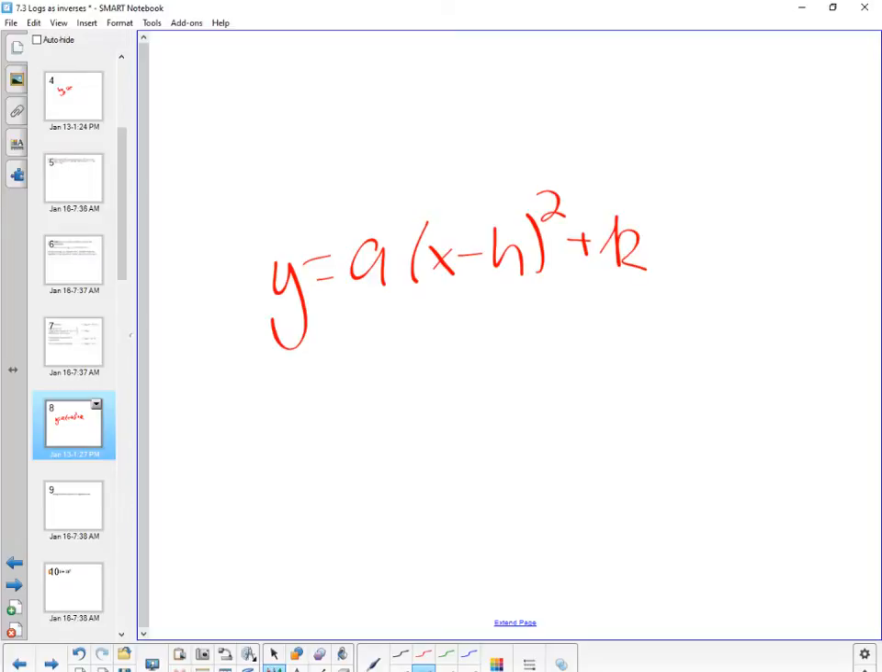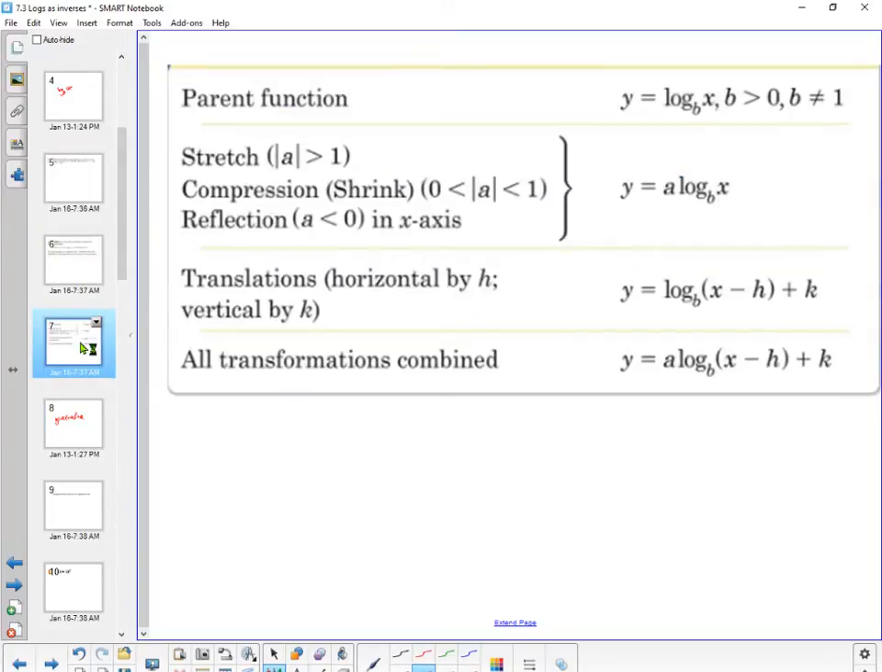What's k do? It's up or down. In this case, if it's plus, it's going to go up. If it's minus, it's going to go down. Remember all that stuff? Up, down, left, right, stretch, compression. So what we're going to do is work with the parent function in this case.